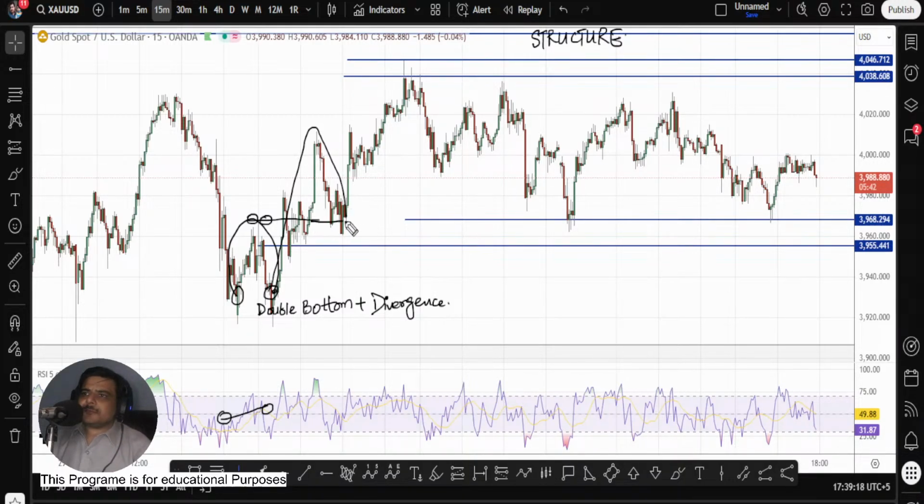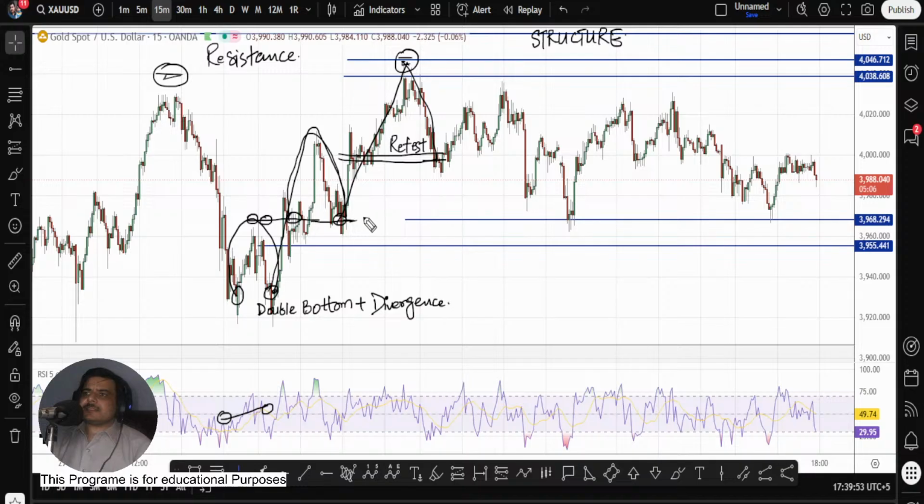It went from here, retested this zone, continued bullish. Where did it stop? It stopped near the previous resistance. From the resistance it dropped, it took another support, and this is another retest. Now count, okay? Retest, retest, trade. Double bottom plus divergence trade. Retest trade.